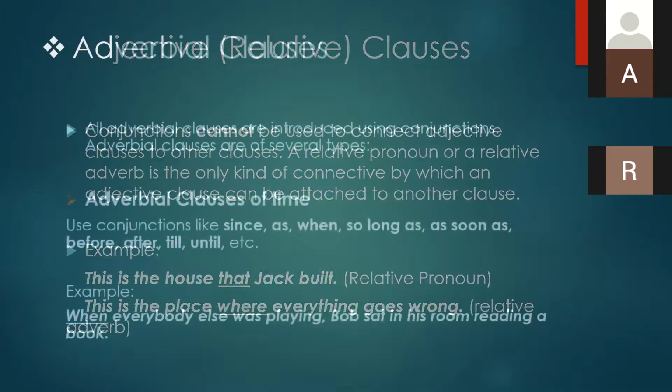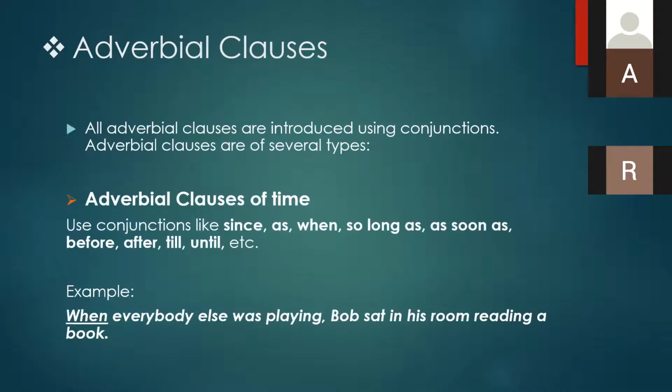Moving on, adverbial clauses. So adverbial clauses are introduced using conjunctions. So adverbial clauses are of several types. First type is adverbial clauses of time. They use conjunctions like since, as, when, so long as, as soon as, before, after, till, until, etc. So for example, when everybody else was playing, Bob sat in his room reading a book. So when is the conjunction used here for adverbial clauses of time.